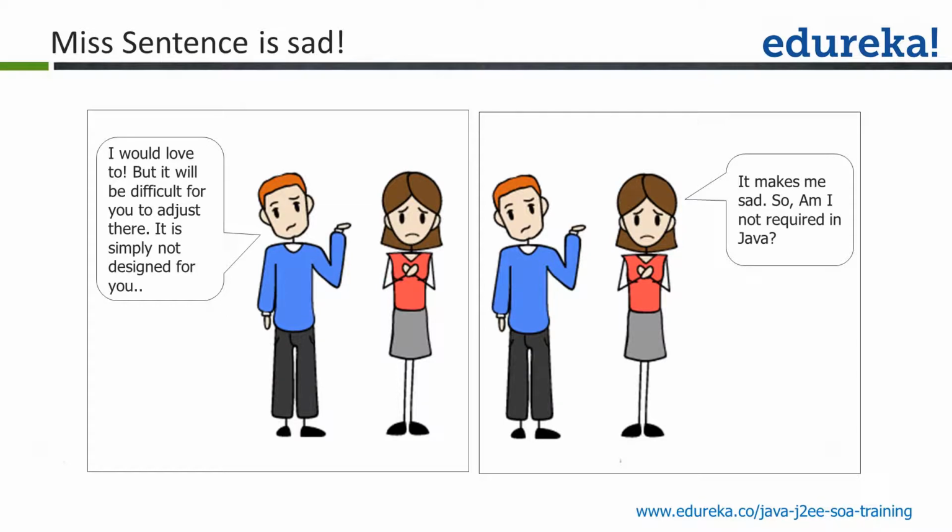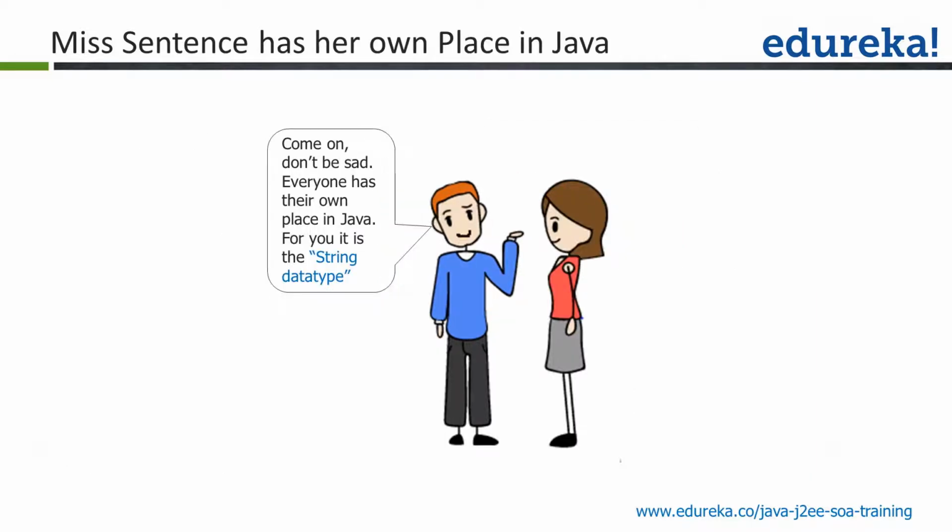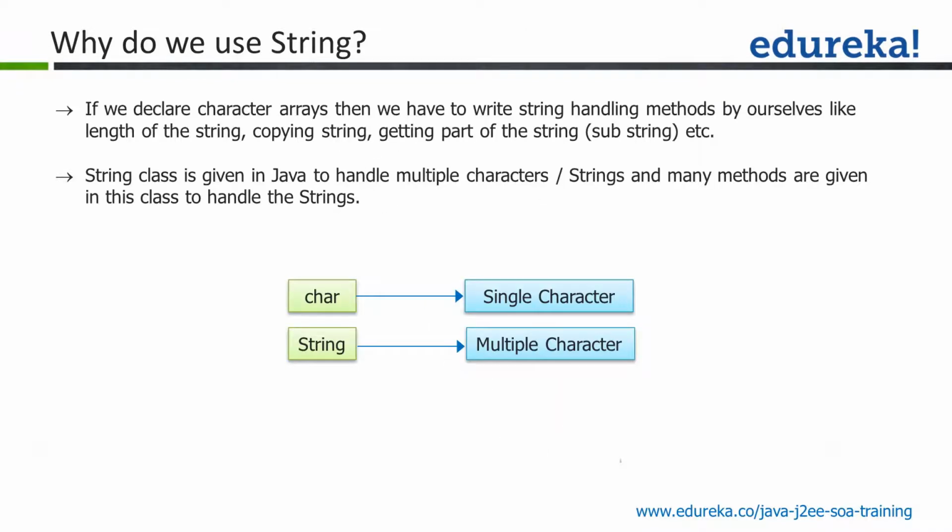So it is simply not designed for sentences. What can we do? We can use the data type known as String in Java, which will help us store multiple characters in the same type. What is a string? A string is an array of characters.